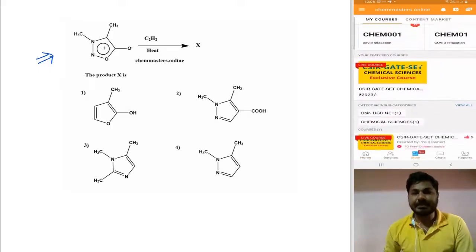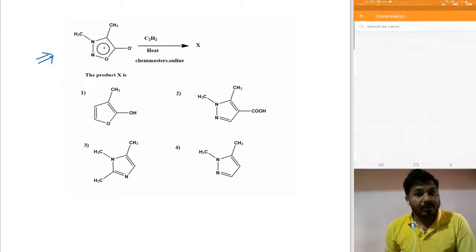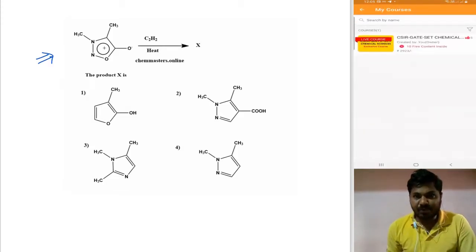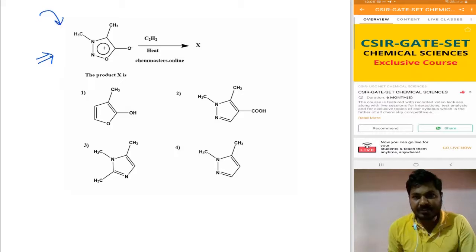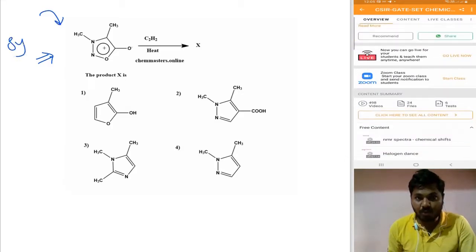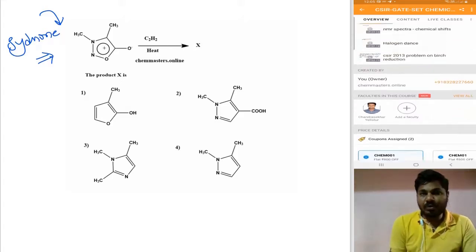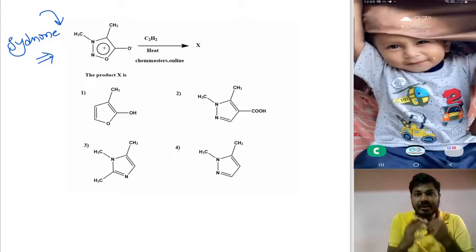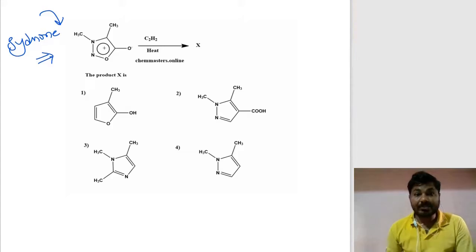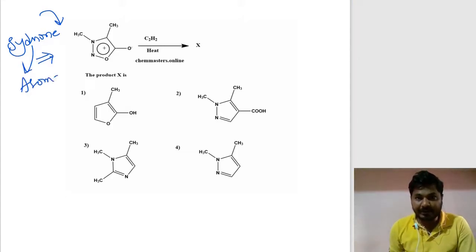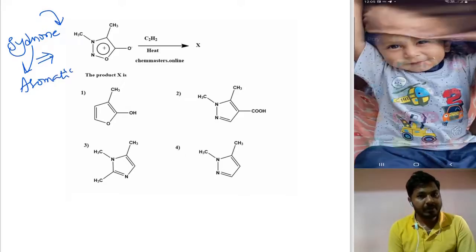Now, what is this structure? Can you say the name of it? So that is a sydnone. Okay, we know that sydnones are very important aromatic compounds. Sydnones exhibit aromatic nature. Okay, right.